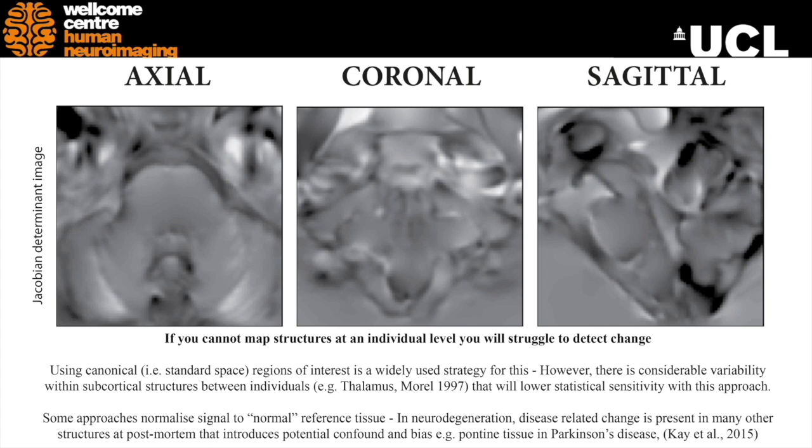Now, one approach that's been suggested as a strategy for this is using canonical regions of interest. However, there's considerable variability within cortical and subcortical structures between individuals and hemispheres, and this will introduce noise that will lower your statistical sensitivity using this approach. Some approaches have suggested normalizing the signal to some reference tissue, or normal reference tissue, creating pseudo-quantitative images. Now, in neurodegeneration, this is a particular challenge because the disease is present in many structures at postmortem, and this introduces a potential confound and bias. For example, pontine tissue disease in Parkinson's disease.